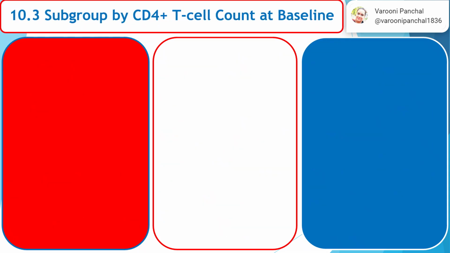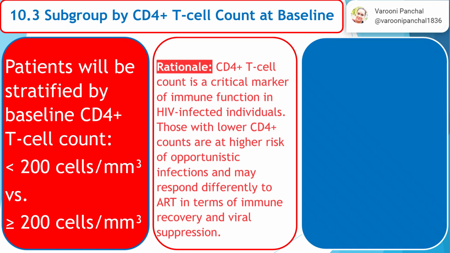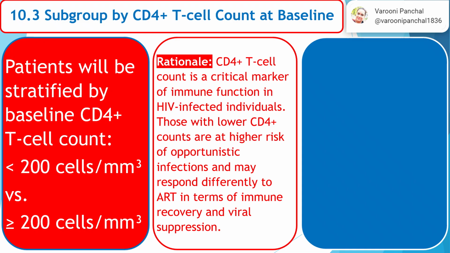Number 10.3. Subgroup by CD4 plus T-cell count at baseline. Patients will be stratified by baseline CD4 plus T-cell count, less than 200 cells per cubic millimeter versus greater than or equal to 200 cells per cubic millimeter. Rationale: CD4 plus T-cell count is a critical marker of immune function in HIV-infected individuals. Those with lower CD4 plus counts are at higher risk of opportunistic infections and may respond differently to ART in terms of immune recovery and viral suppression.